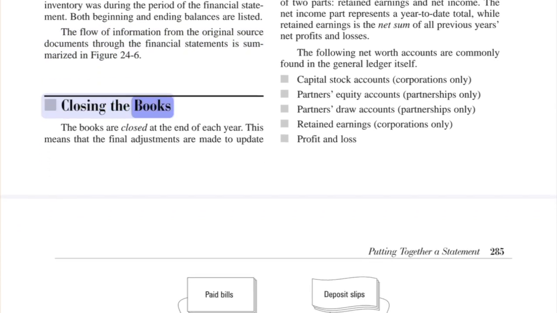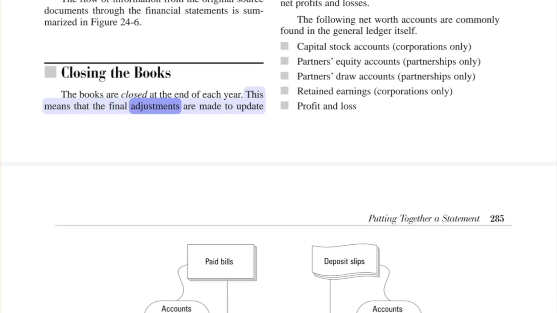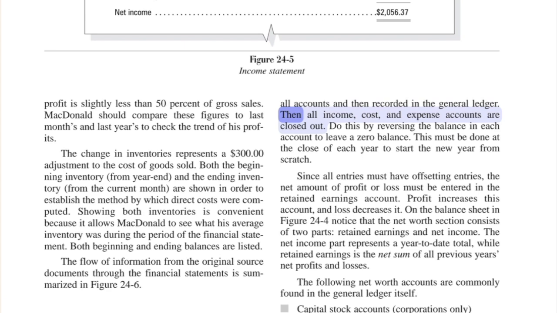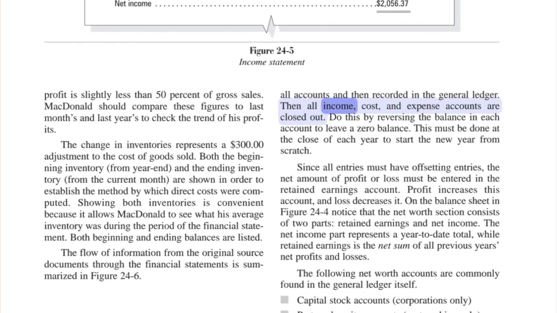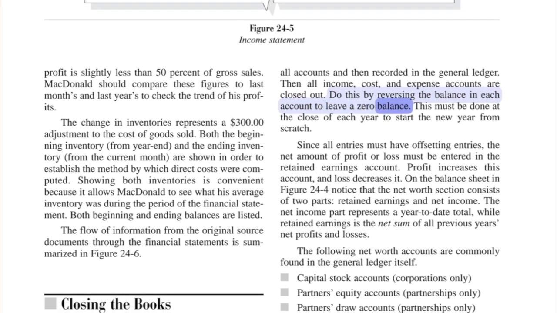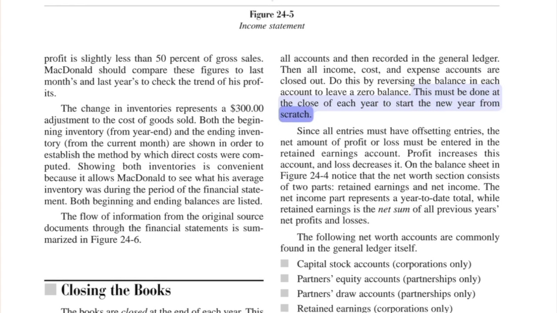Closing the books. The books are closed at the end of each year. This means that the final adjustments are made to update all accounts and then recorded in the general ledger. Then all income, cost, and expense accounts are closed out. Do this by reversing the balance in each account to leave a zero balance. This must be done at the close of each year to start the new year from scratch.